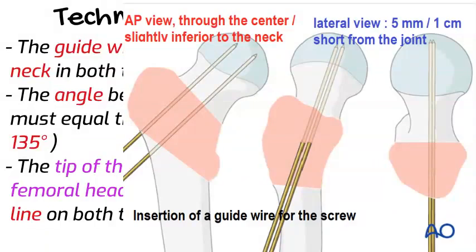This figure shows the insertion of a guide wire for the screw in AP view through the center or slightly inferior to the neck. Lateral view around 5 mm or 1 cm short from the joint.